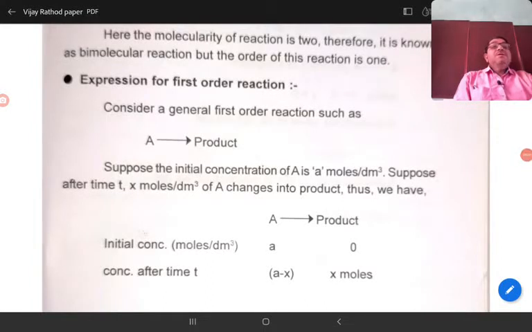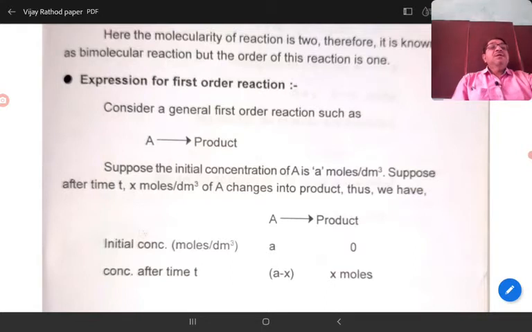Welcome back, friends. In the last session of our lecture series on chemical kinetics, we have seen some terms, that is rate constant, reaction rate, order, and molecularity of a reaction. Now, in this session, we are going to learn about the expression for a first order reaction.